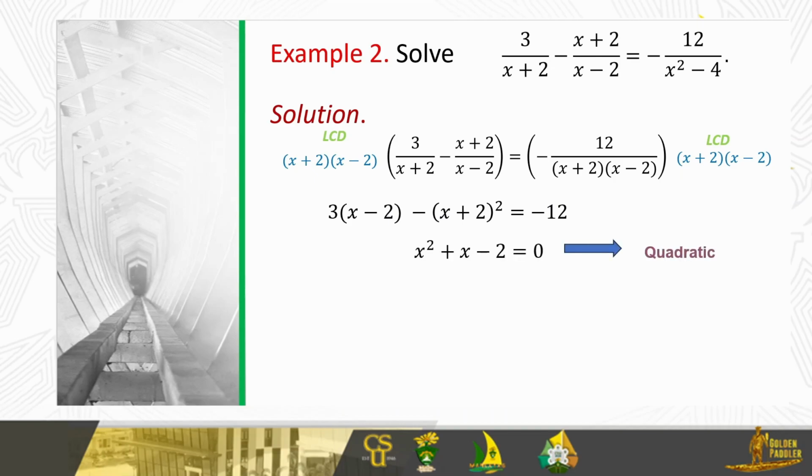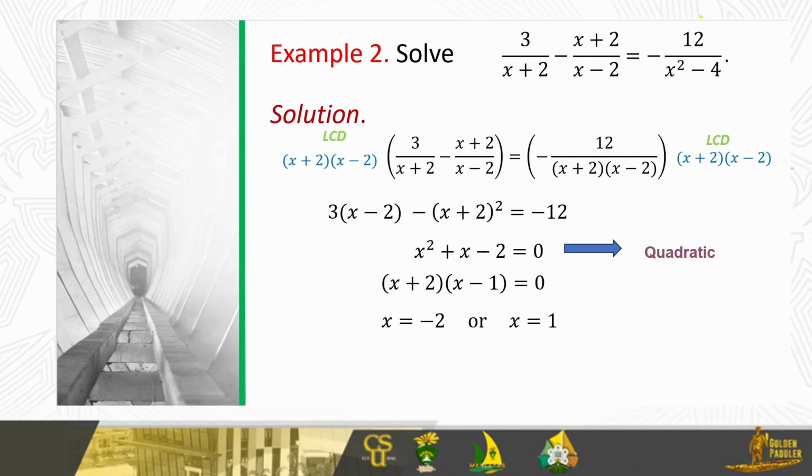And simplifying, we get a quadratic equation. x squared plus x minus 2 equal to 0, which is in standard form. So, solving the quadratic equation by factoring, we have the left-hand side factors of x plus 2 and x minus 1. Setting each of these factors to 0, we get x equal to -2 or x equal to 1.